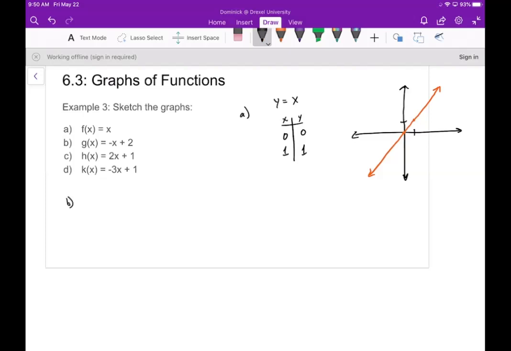Okay, in part B, we have that g of x is negative x plus 2. And again, this is linear, so we can get away with 2 points. So if I plot 0 and 1, we'll get negative 0, which is still 0, plus 2 is 2. And negative 1 plus 2 is positive 1. So then we have 0 comma 2 is here, 1 comma 1 is here. So we're going to get something like this.